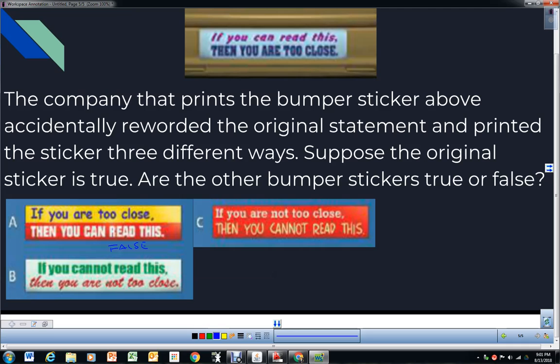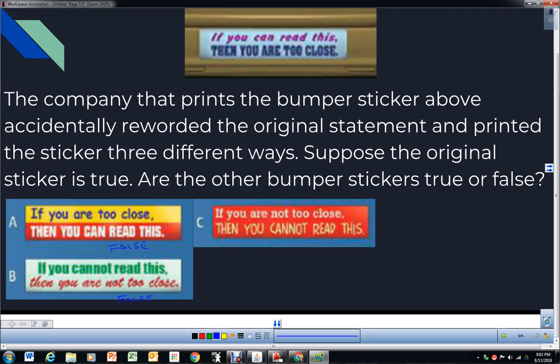Okay, so let's look at the next part, B. If you cannot read this, then you are not too close. Okay, so for the same reason, if I need reading glasses or if I cannot read this, it's assuming that I'm not too close. Well, I could be too close, so I couldn't read it, so this is false.